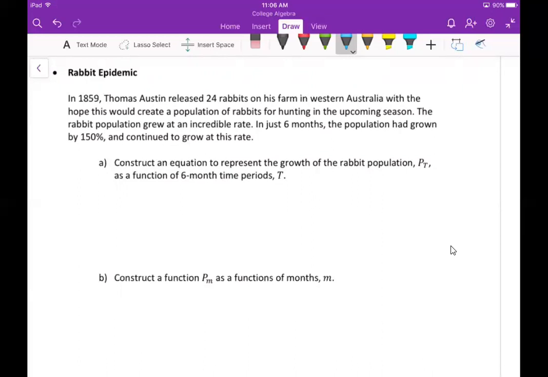Starting with just 24 rabbits, he was just hoping to create a population of rabbits for a hunting season, like his friends were coming in to go hunting or something like that. You can look up this story very easily on Wikipedia, or anywhere online. But he was just hoping to create this hunting population. What happened was it started to grow crazy fast. In a 6-month time period, the population had already grown by 150% and continued to grow at this rate.